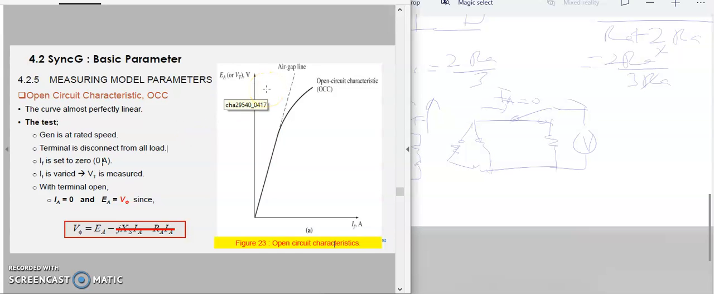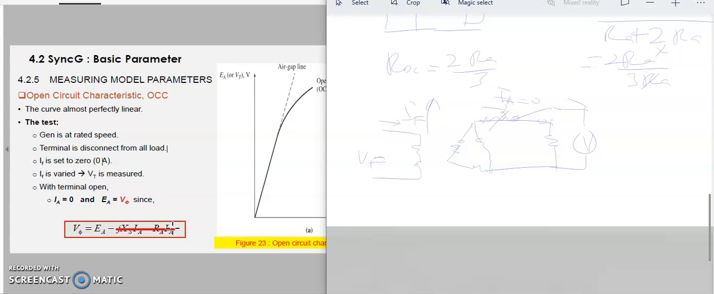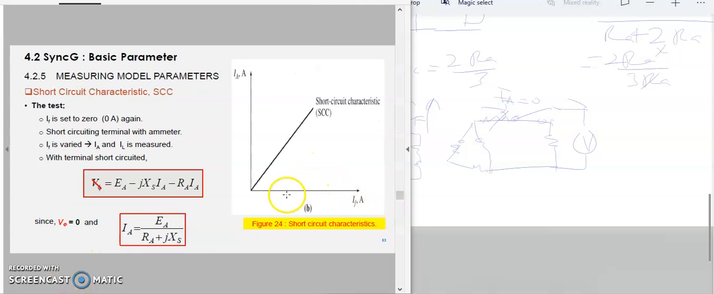And so V phase now is equal to EA, because we don't have any element of RA or jXS over here. So this one is neglected, and we consider the output VT to be equal to V phase. So that's for the open circuit test. This next one is for the short circuit test.